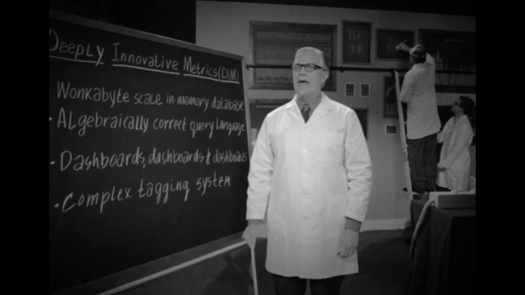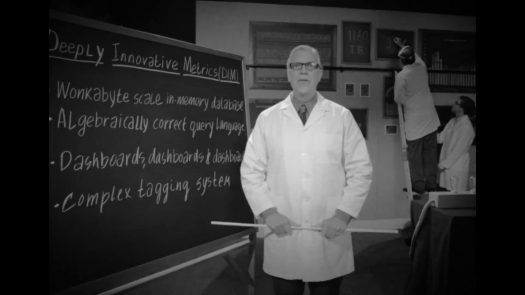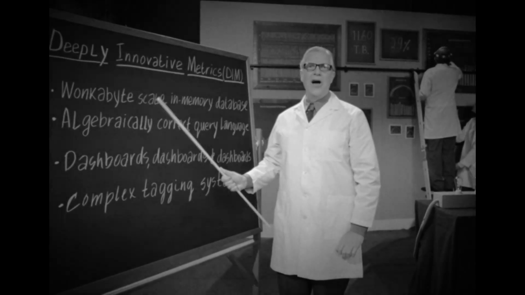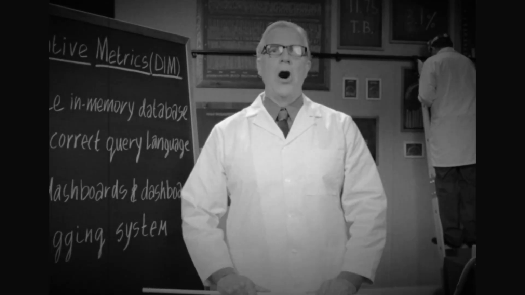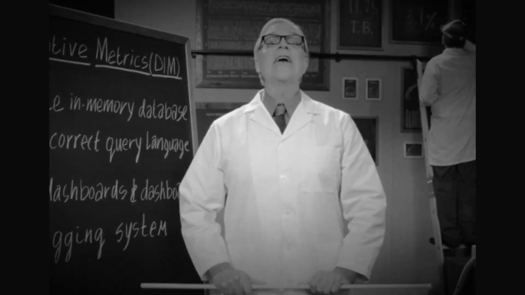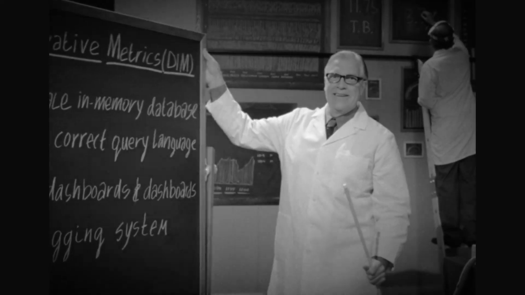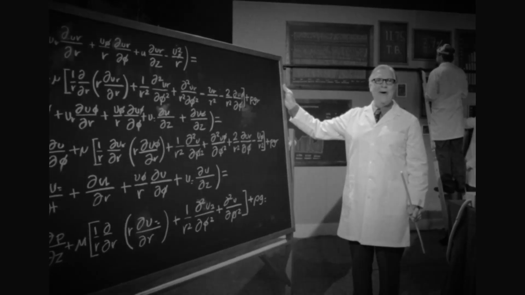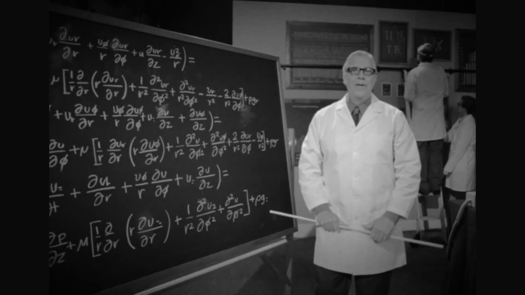First, you'll need a dedicated Wonkabyte scale in-memory database. You'll need real-time processing because the FANG companies do, silly. So make sure you have Wonkabytes of memory on hand. Remember, it's VC money you're spending, so cost should never be an object. To analyze your metrics, we don't use a modern, popular language. They're nowhere near expressive enough. So we invented a simpler language just for you. DIMQL. How about that? Algebraically correct and so simple, a fifth grader can use it.